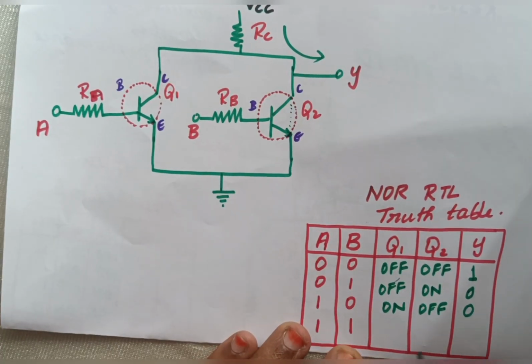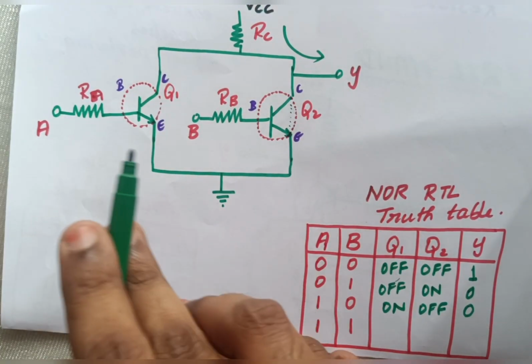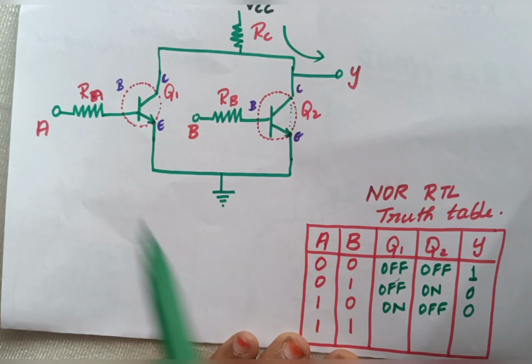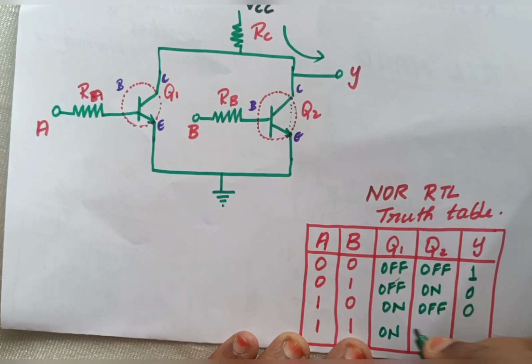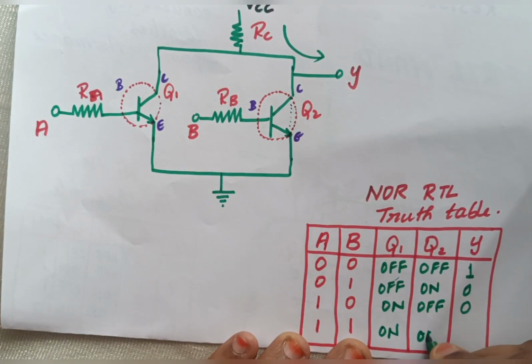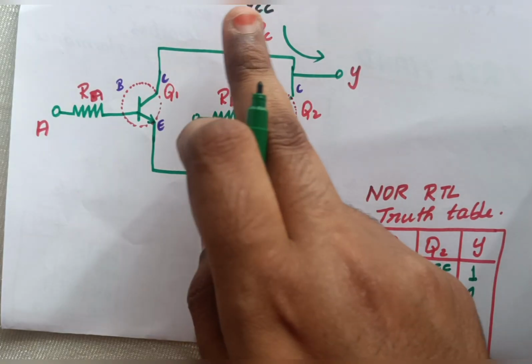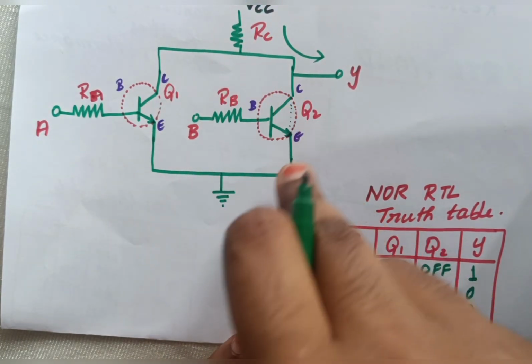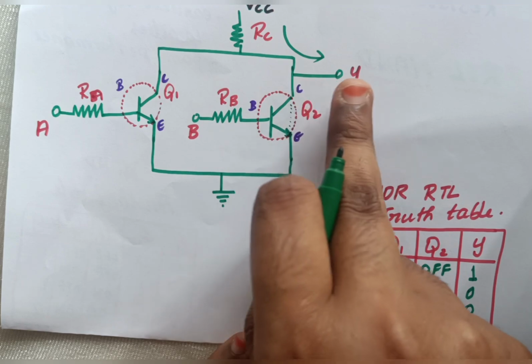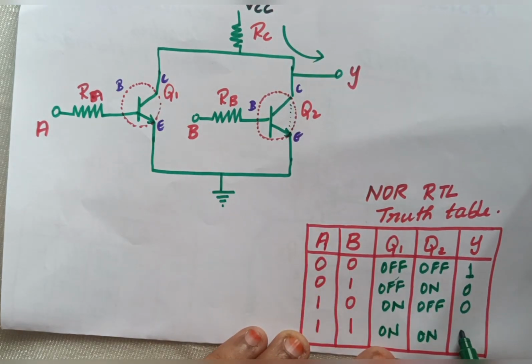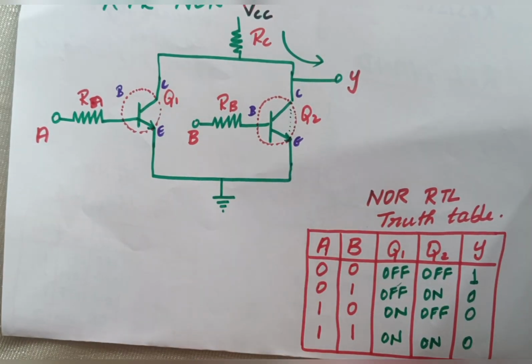Again, it is 0. Now, when A is 1 and B is 1, what happens? Both my switches are on. My Q1 is on and my Q2 is on. When both are on, the voltage again goes down and gets grounded. We won't have any voltage going to Y. So the value of Y will be low again here. So this is how RTL NOR works, and these are the inputs and outputs.